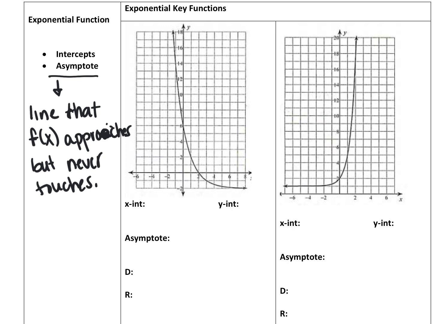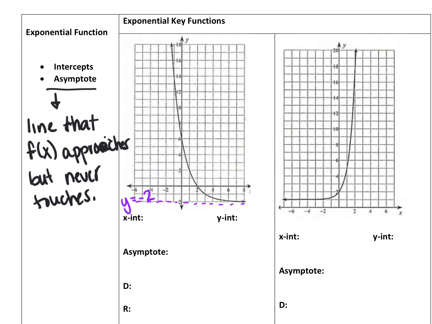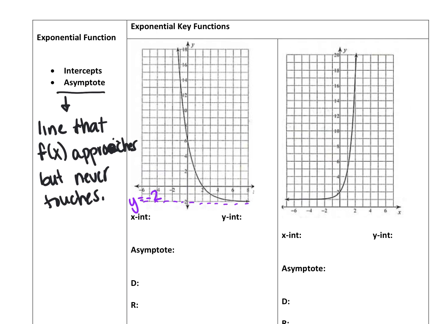Looking at this particular graph right here, the first one, we can see that it wants to touch this value of -2. It wants to touch that floor value of -2, but it can never touch it. It's really an imaginary line, a horizontal line sitting at y equals -2.